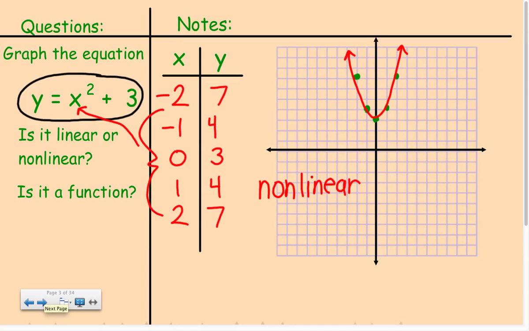And if I do the vertical line test, it is a function. I draw my vertical lines in there. It will only intersect my parabola once each time I draw the line.